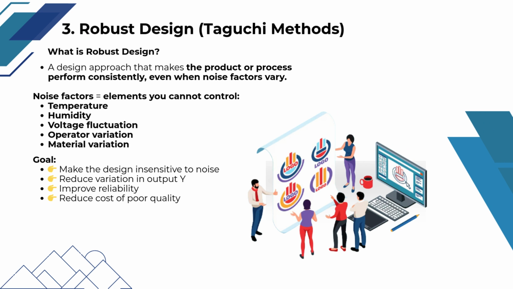Robust design is an approach that ensures a product or process performs consistently even when uncontrollable factors, called noise factors, vary. These noise factors can include temperature, humidity, voltage fluctuations, operator differences, or material variations. The goal of robust design is to make the system insensitive to these variations, reduce output variability, improve reliability, and minimize the cost of poor quality, resulting in a more stable and dependable product or process.